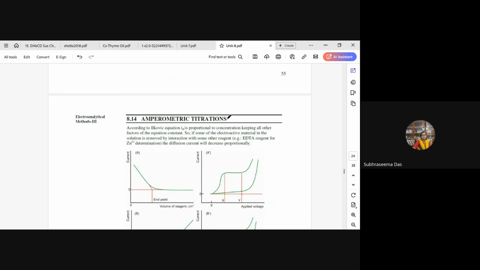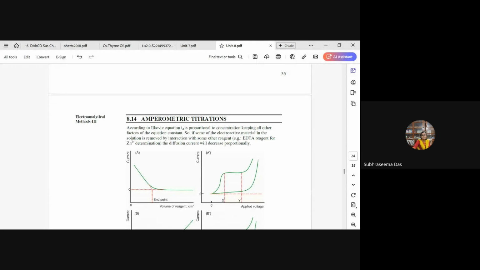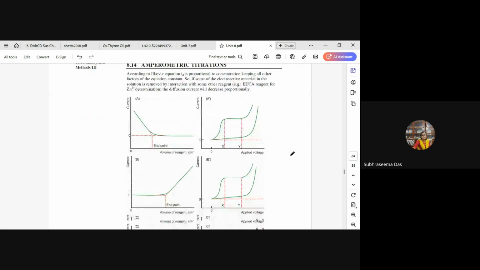Then coming to amperometric titrations. As per the Ilkovic equation, we know that I_D is directly proportional to C, or I_D is equal to K into C, all other factors remaining constant. So if some of the electroactive material in the solution is removed by interaction with some other reagent, then the diffusion current will decrease proportionally.